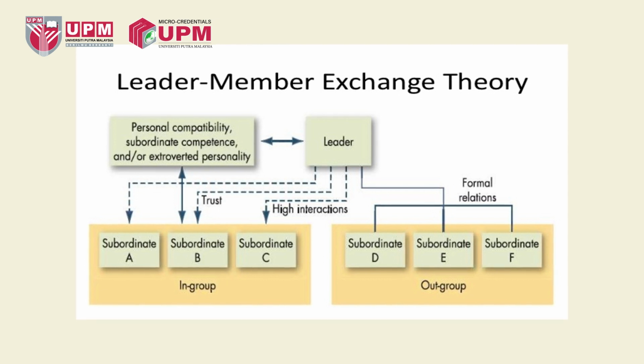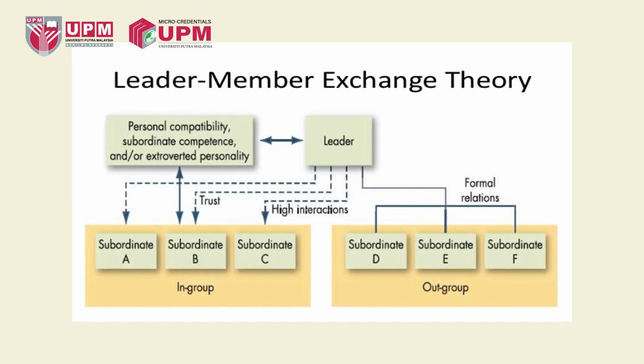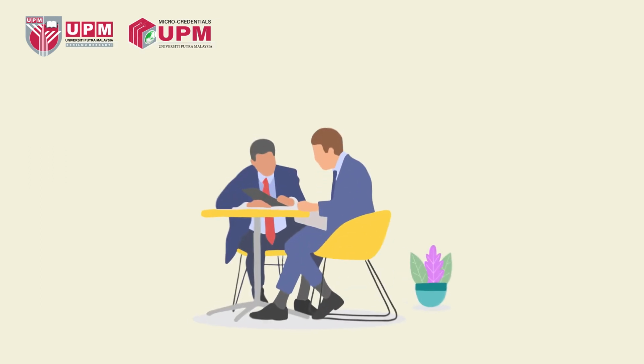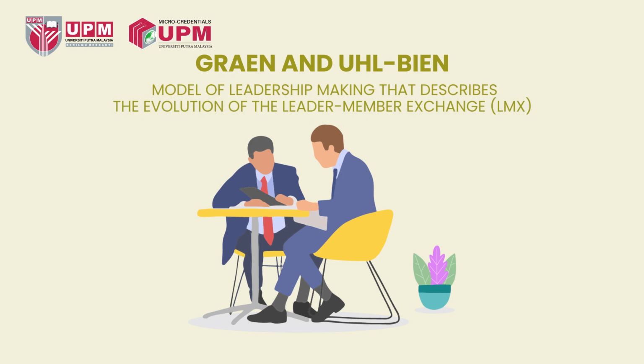Moreover, the theory suggests that these relationships are not limited to just a few followers, but can be developed with many or all followers, leading to more effective leadership and a more engaged workforce. The figure depicts the interrelations that may exist with different levels of interactivity from 2 different groups. Graen and Uhl-Bien proposed a model of leadership making that describes the evolution of the leader-member exchange relationship over time. This model consists of 4 phases.